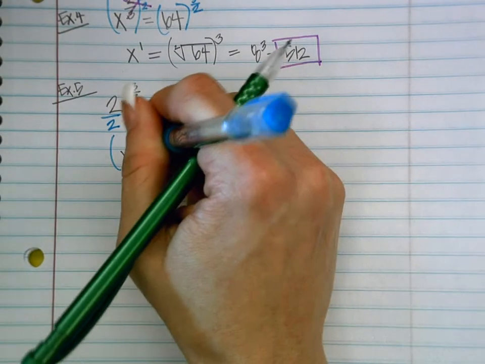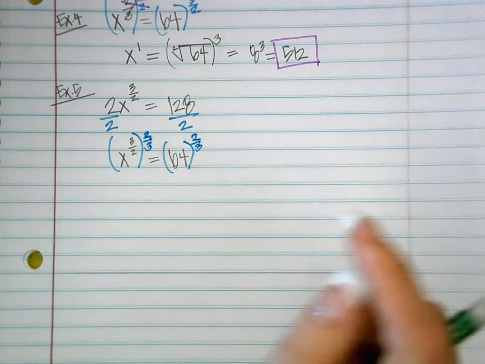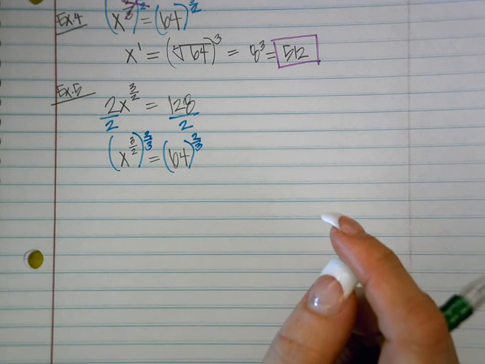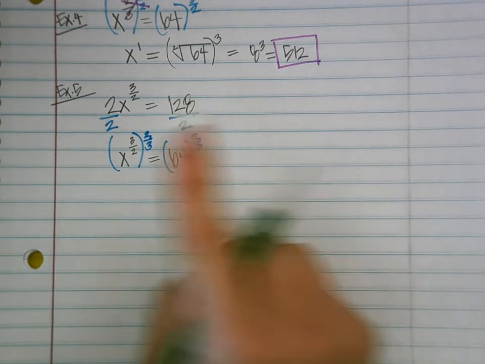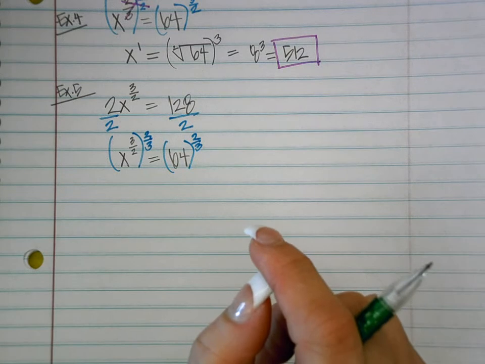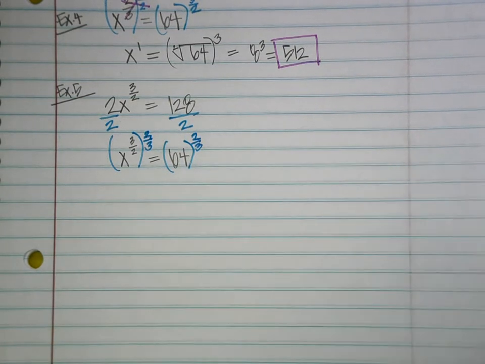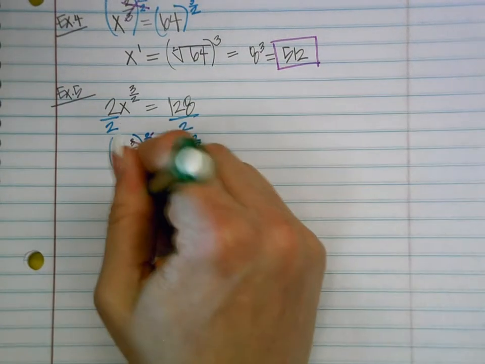2/3. By the way, if this was a negative here, what would you do? What's the reciprocal of a negative? It's still a negative, okay? Having a negative power here does not change anything, okay? You still take the reciprocal. Then these go away to become a 1, so you have x by itself equals 64.